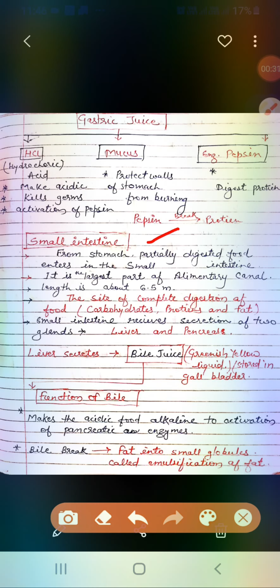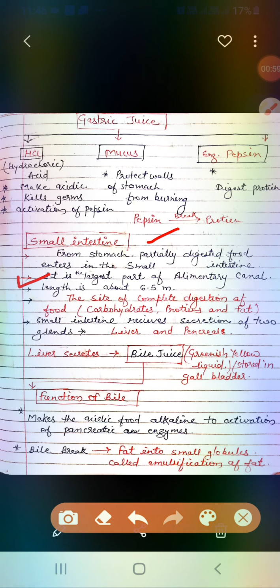First, from the stomach, the partially digested food enters the small intestine, a tube-like structure. Here, the complete digestion takes place. So, what is the structure of the small intestine? Actually, it is the largest part of our alimentary canal. It means that it is a large tube-like structure in our alimentary canal.